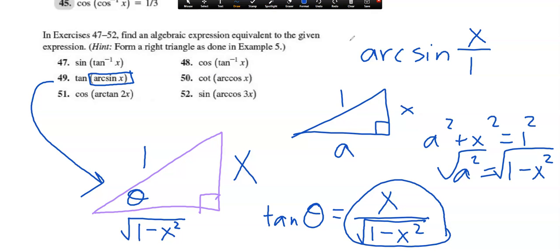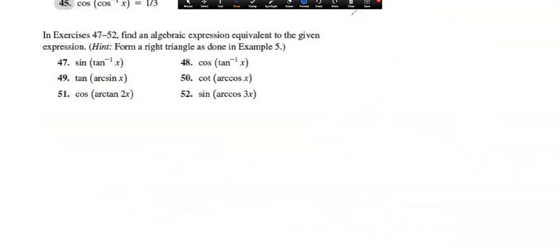Arc and inverse are the exact same thing. So if this had said sine inverse of x, those would be the exact same things. Okay? Hopefully I said that in the notes, but if I didn't, shame on me. Okay, what else?